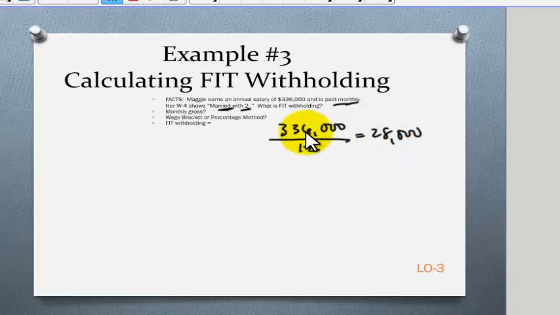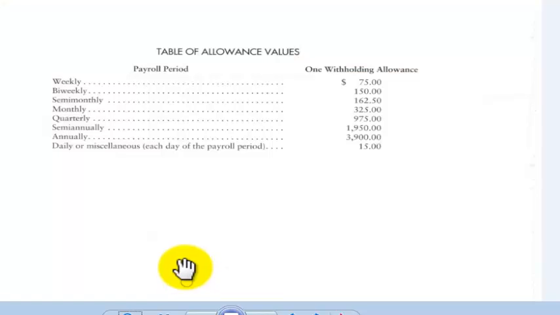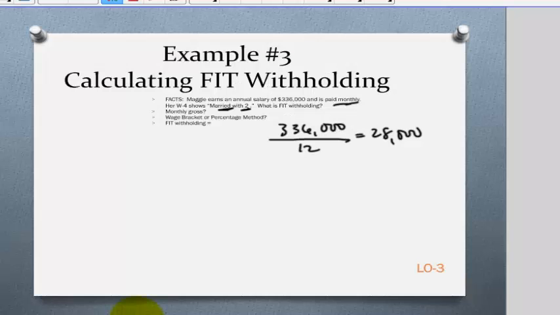Okay, so she is married with 2 and she gets paid monthly. So first, if we're going to use the percentage method, we need to go to that withholding allowances. And so for monthly, we've got a withholding allowance of $325. Now that's just for 1, and how many withholding allowances does she have? 2. So we're going to subtract out, well, what is 325 times 2? 650. Okay, so 325 times 2 is 650. So I'm going to subtract out 650 here.